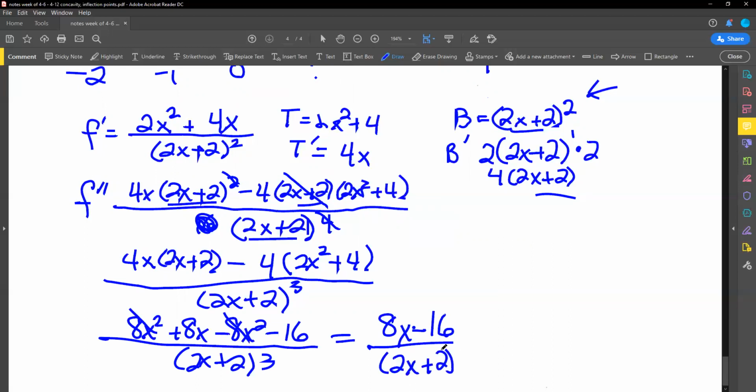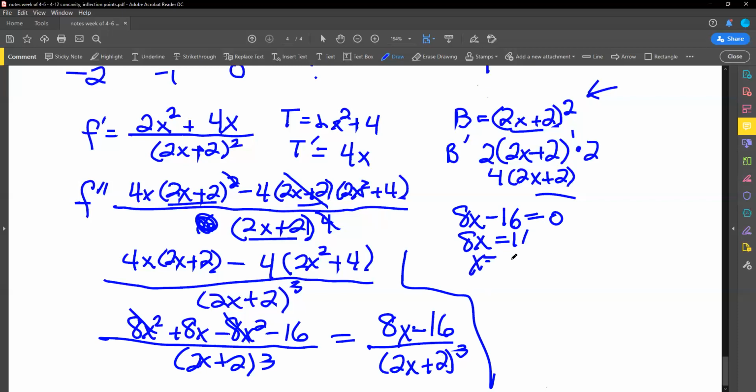All right, so now I can do sign tests. To do a sign test with the second derivative, I have to consider where the top is 0 and where the bottom is 0. Remember? So the top is 0. If I set the top to 0, I get 8x minus 16 equals 0. 8x is 16, so x is 2. So that's a possible inflection point. The bottom equals 0 if I set 2x plus 2 equal to 0. I'm going to get x equals negative 1. Remember, x equals negative 1 is not in the domain, so it can't be an inflection point, but concavity could still change there. So I need to do a sign test with that. So I'm going to do a little sign test on the second derivative.